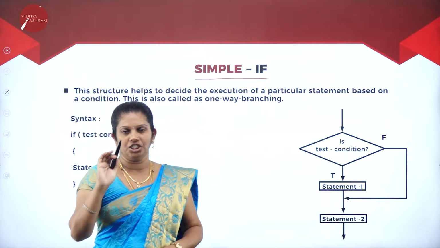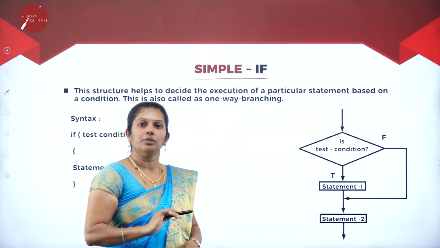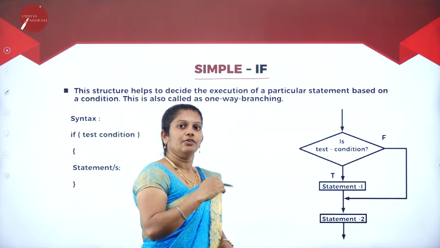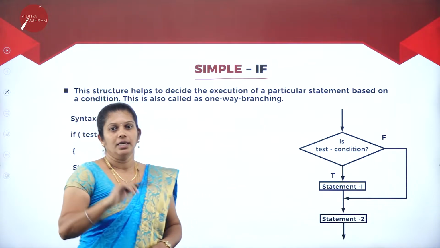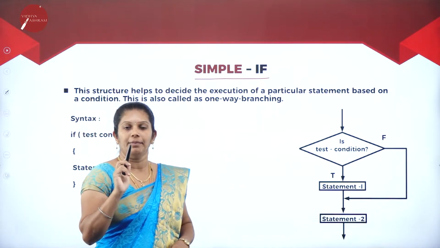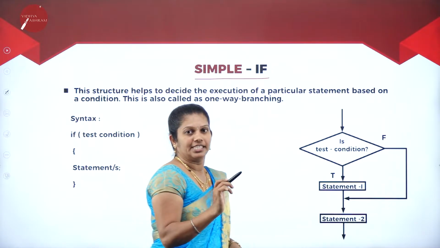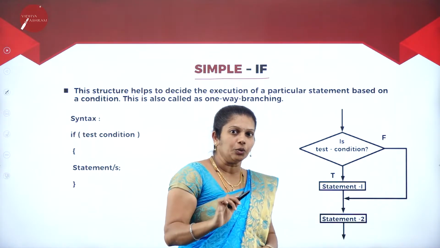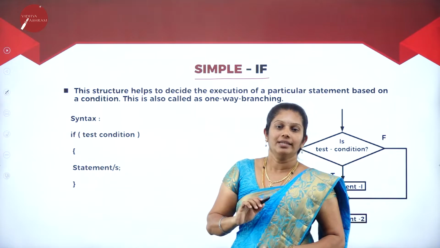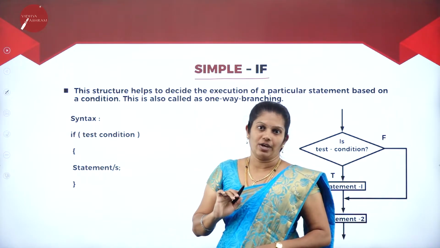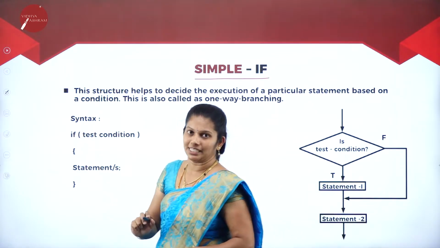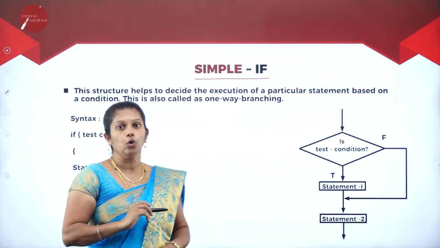Simple if: if the condition is true, then only it is going to execute the true statement. Otherwise, it will come out of the loop here. It is the ability of the programming language to execute the statement. It will execute the true statement when the condition is satisfied. If no condition is satisfied, then it comes out of the loop here.